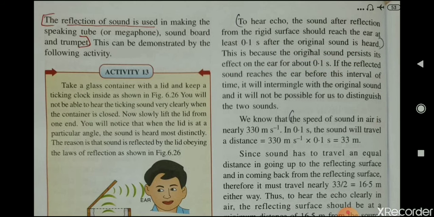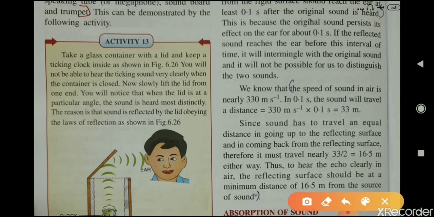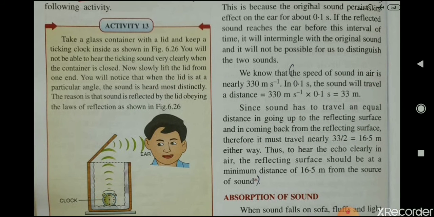Now we know that the speed of sound in air is 330 meter per second. In 0.1 second, the sound will travel a distance of 33 meter. Since sound has to travel an equal distance in going up to the reflecting surface and then coming back from it, it must travel nearly 16.5 meter either way, because the total distance is 33 meter. Then the minimum distance between the reflecting surface and the source of sound must be 16.5 meter. So to hear echo clearly in air, the reflecting surface should be at a minimum distance of 16.5 meter from the source of sound.